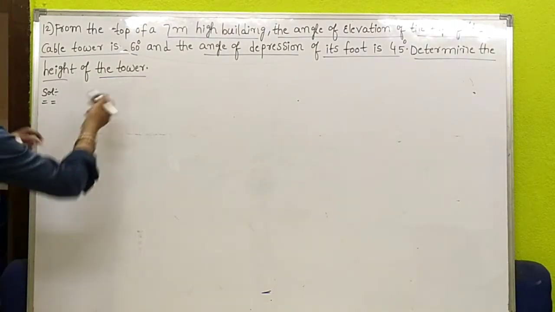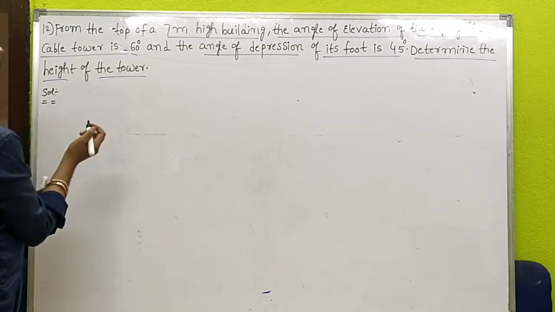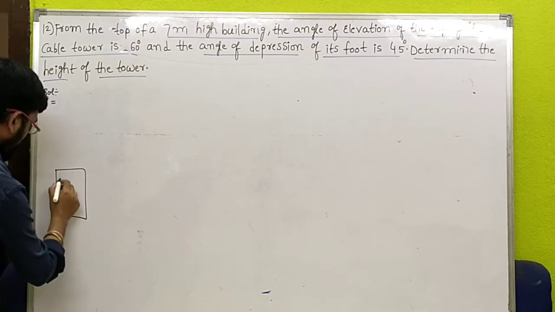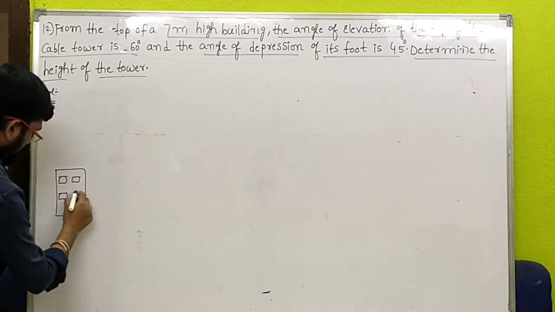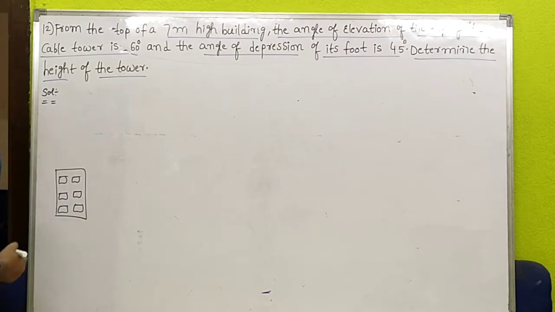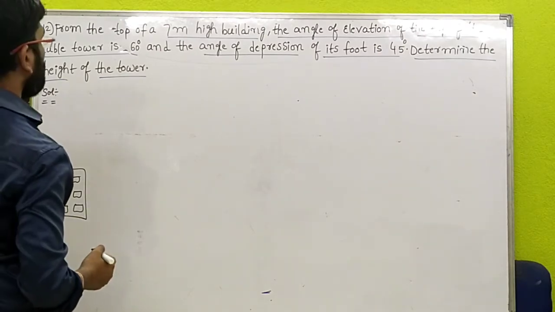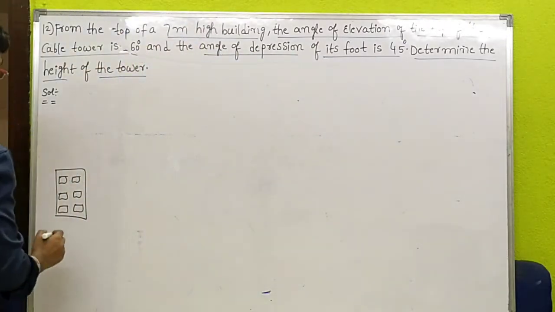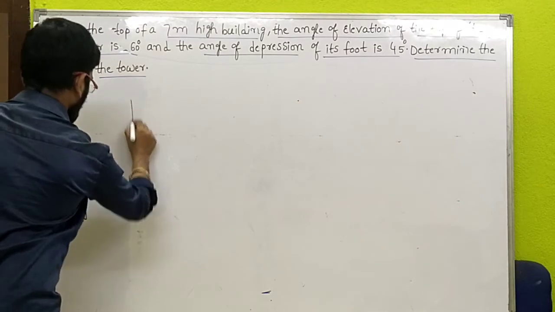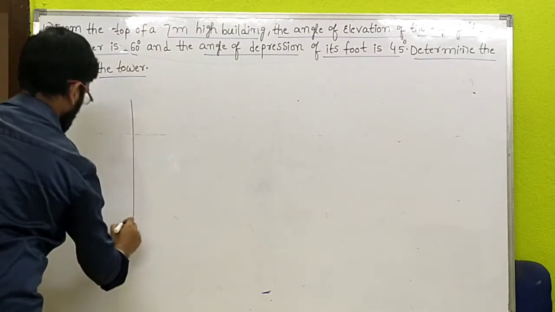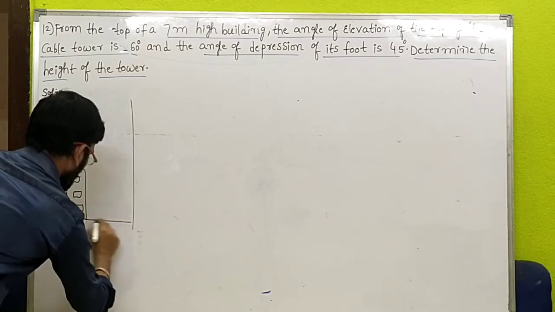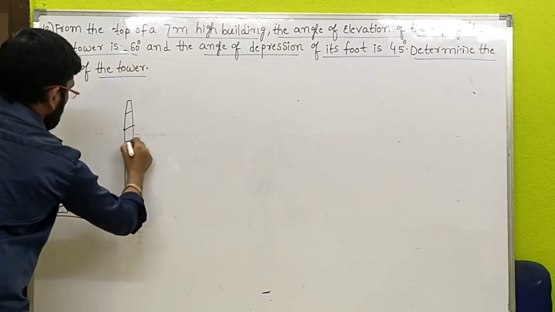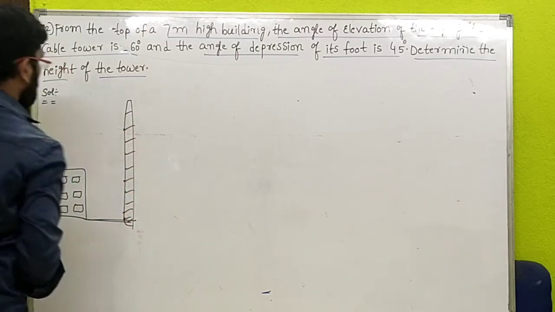Now, from the top of a 7 meters high building, the angle of elevation of the top of the cable tower is given. Here the building is there, and here there will be a cable tower.